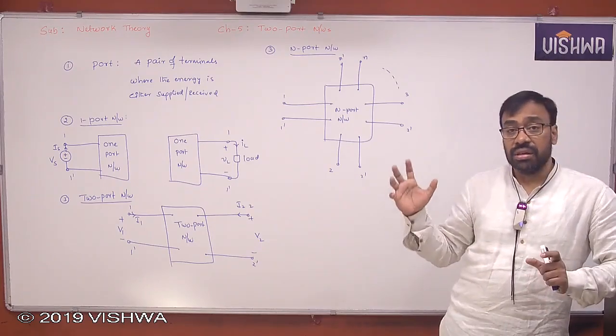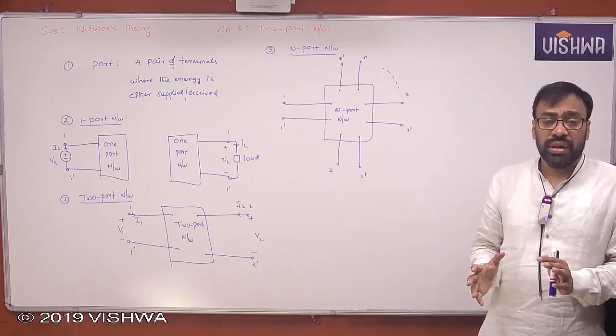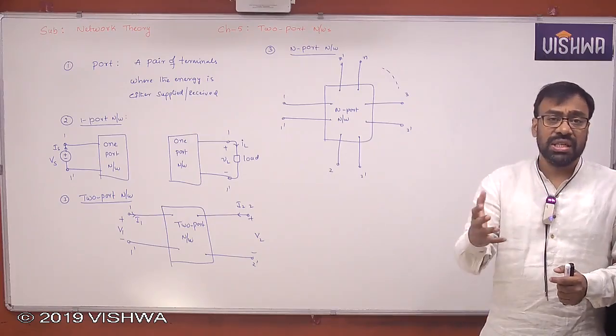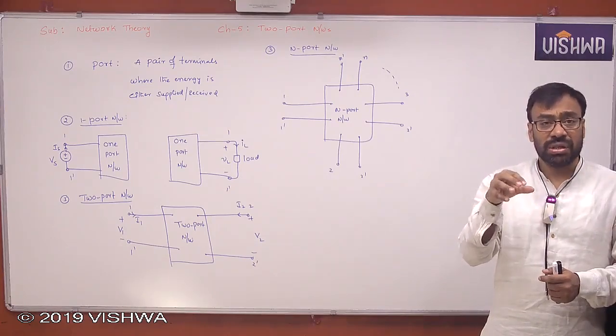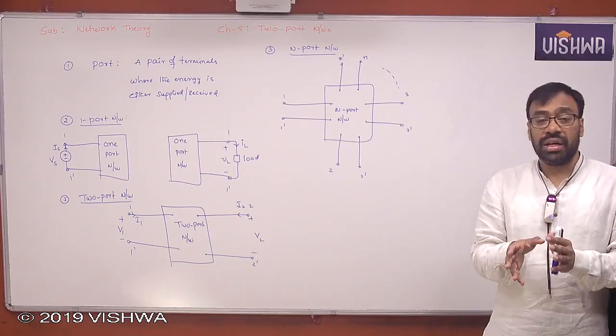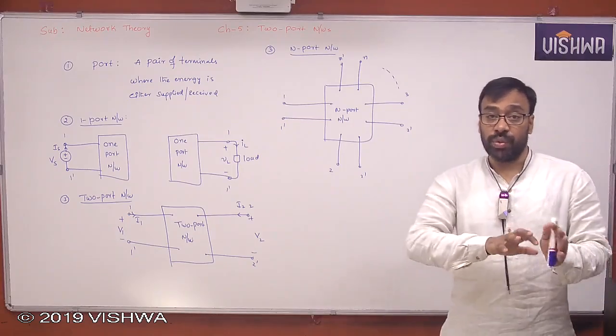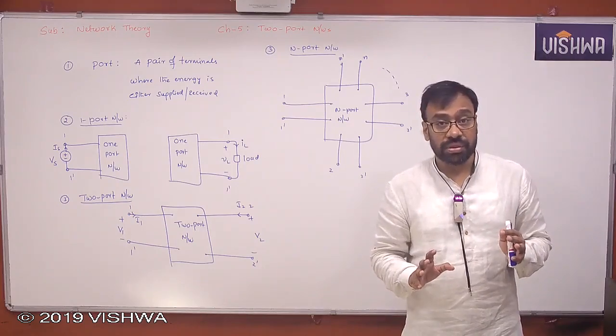But irrespective of the variations that happen in the source and load, if all these physical parameters are constants or invariant, let us say, then that particular network can be modeled into an n-port network or a 2-port network. You understand, all of you?